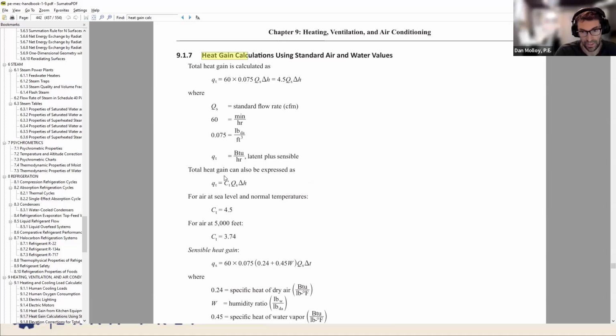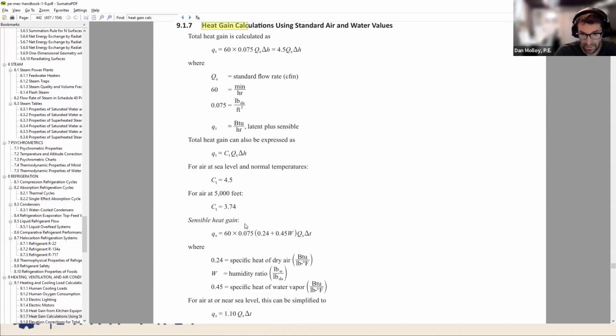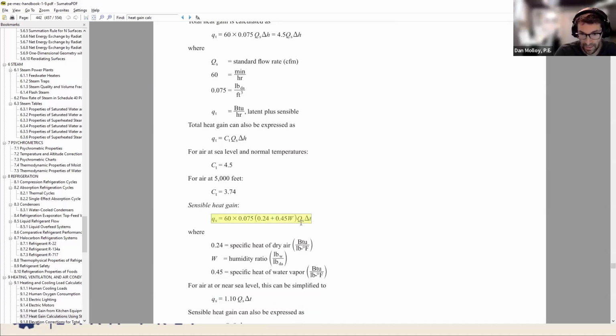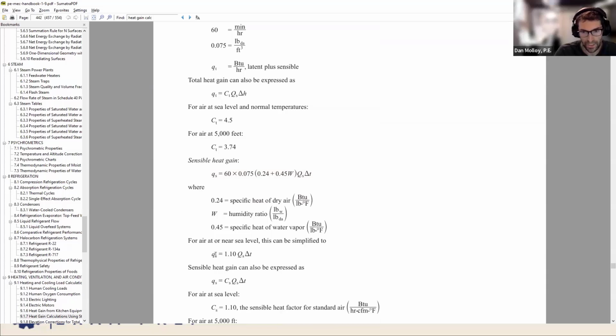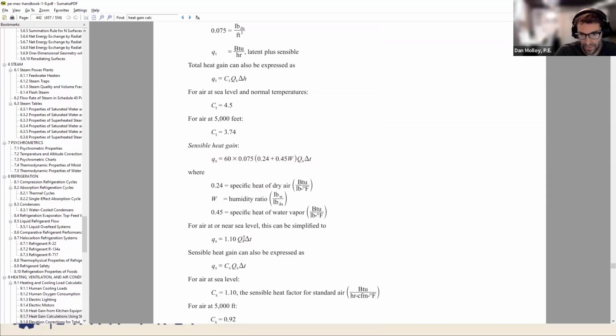for 4.5 CFM delta H. That's one option for the total heat gain. For the sensible heat gain, they write it this way, and then they write it this way. q_s equals 1.1 times Q_s delta T. Very funny way to write it because they use lowercase q for the total sensible heat and big Q for the volume flow rate. And then they tell you what the values of those are.